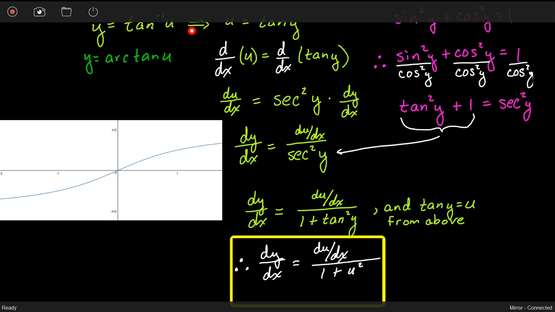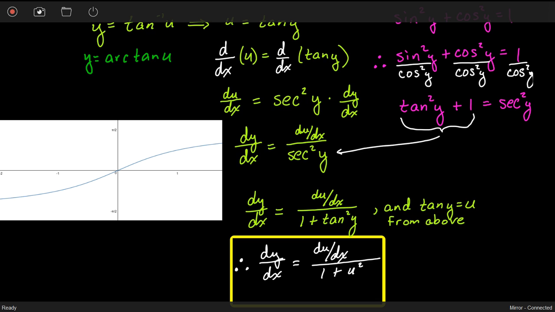All right, so what that leads us to then is going to be u is equal to the tangent of y. So what we're going to do with this now is take our derivative of both sides of our equation. Remember that when you have an equation, it stays balanced as long as you do the same thing to both sides of your equation. And that's what we're going to do here.